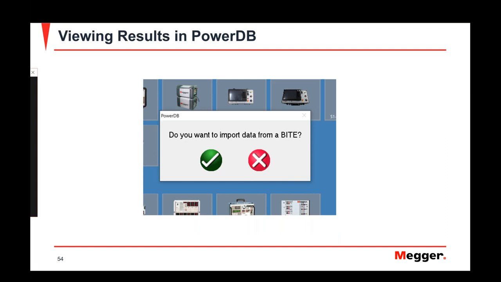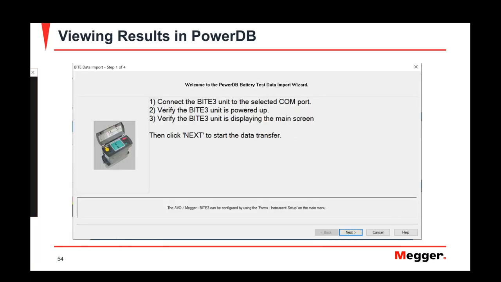The next prompt is going to ask us if we want to import data from the BITE. Go ahead and hit the green check mark to proceed with this process. So this screen is going to ask us to make sure that we're connected to the correct COM port on the BITE 3, that the BITE 3 is powered up, and that we can see a display on the main screen. After you've done all of that, go ahead and hit the next button to begin the data transfer.